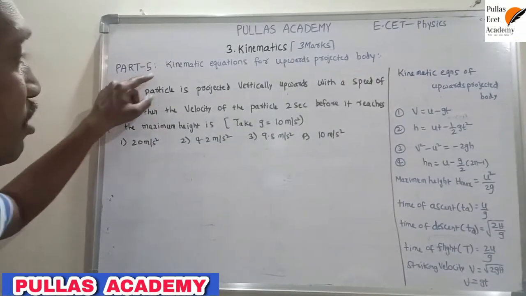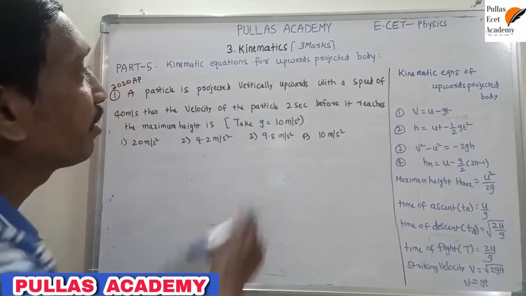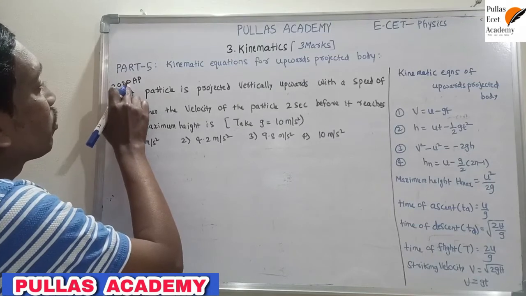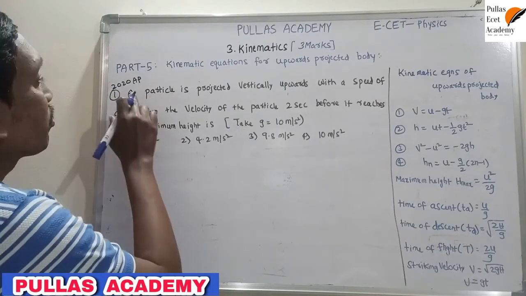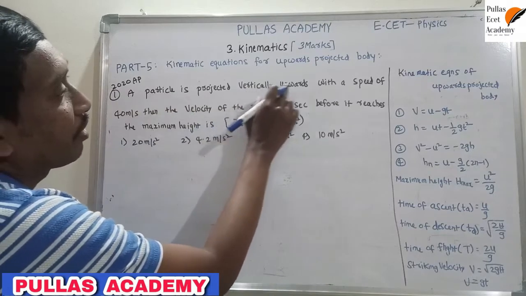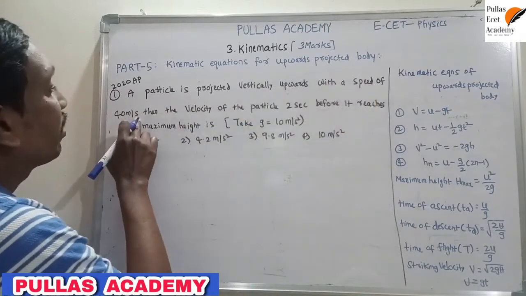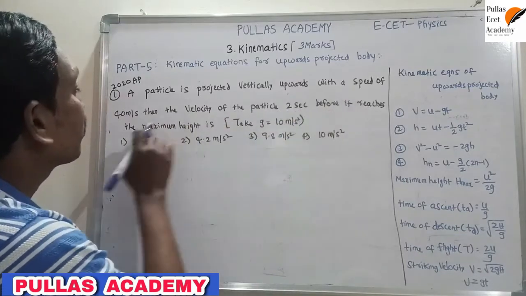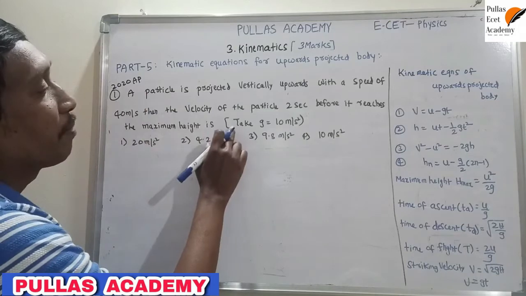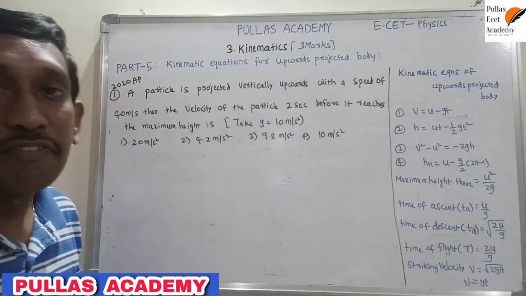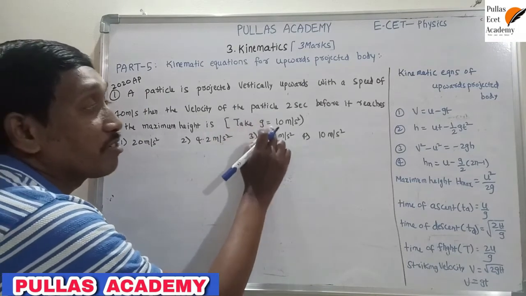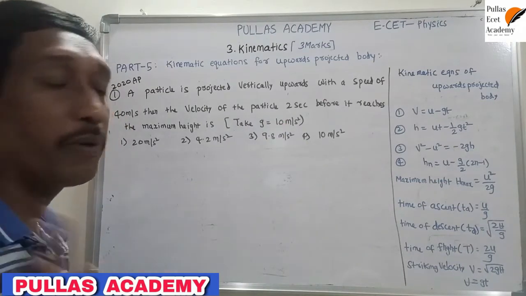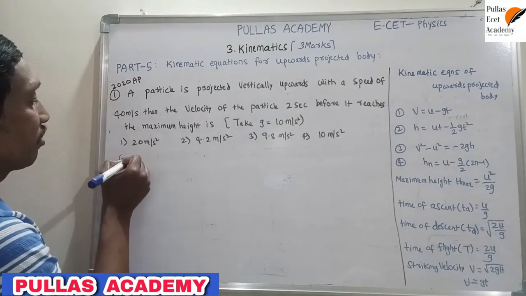Now we are going to discuss previous EAMCET model questions related to the upwards projected body. The first question was repeated in EAMCET 2020 AP paper. The question: a particle is projected vertically upwards with a speed of 40 meter per second. Then the velocity of the particle 2 seconds before it reaches the maximum height is, within the bracket given, take small g is equal to 10 meter per second square. Where small g is given as 10, you have to substitute 10. Otherwise, in all cases, we have to substitute 9.8. So that's an important precaution here.